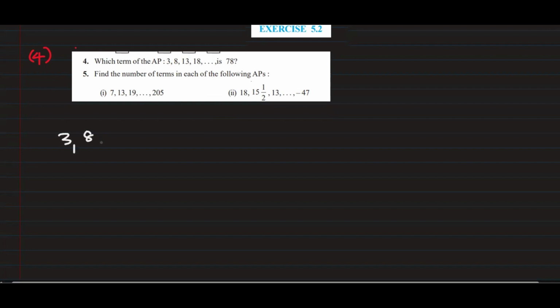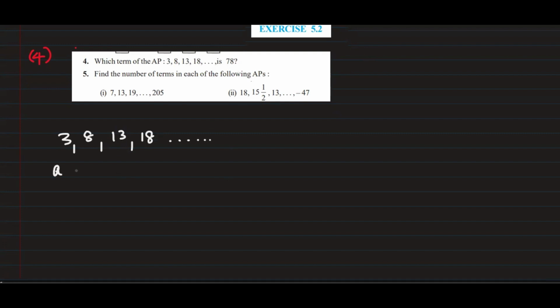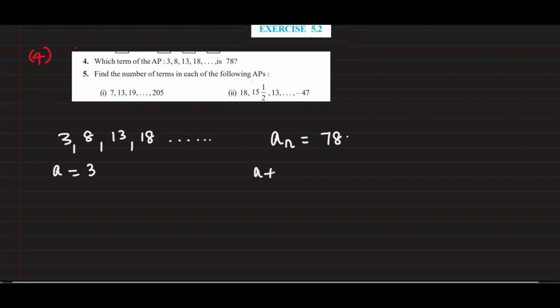So 3, 8, 13, 18, and so on. Some value in this one is actually 78, and we have to find which term is 78. So given is A = 3. We can use a_n, where a_n is equal to 78. Now the formula for a_n, the general term, is a + (n - 1)d, which is equal to 78. So in this one, we have to find n.